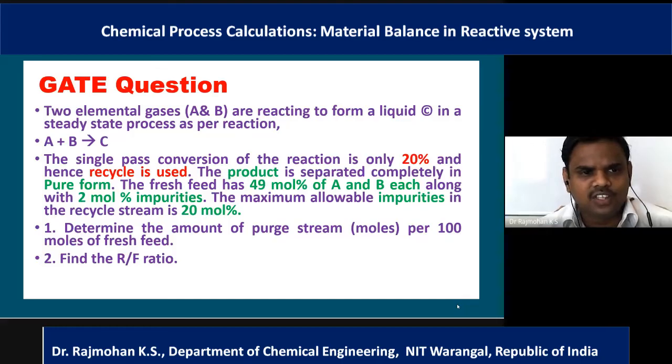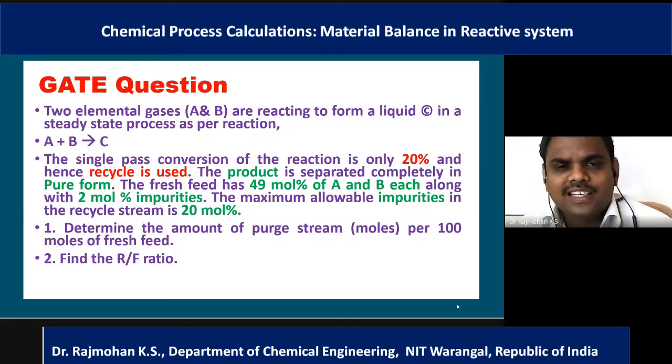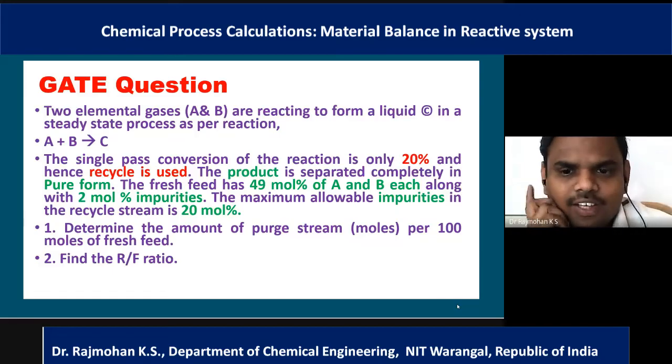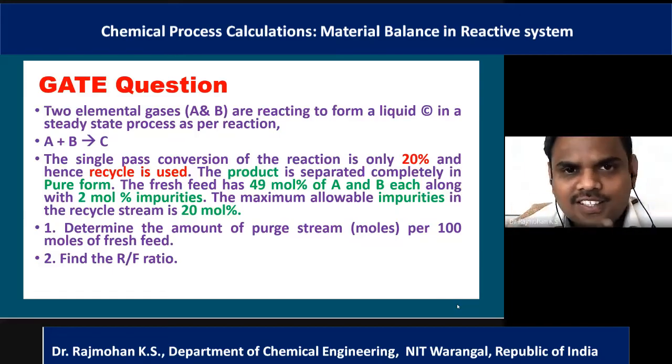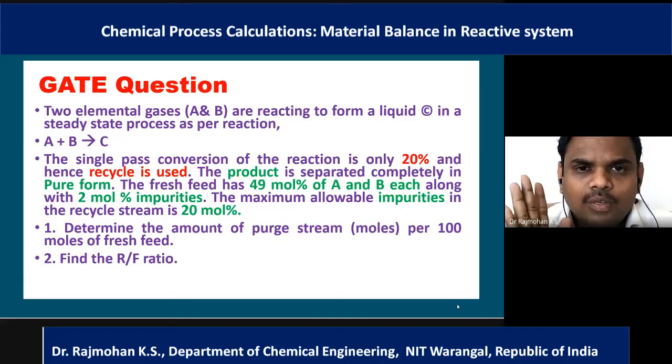There are two questions. Just go through the question yourself. Two elemental gases A and B are reacting to form a liquid C in a steady state process as per the reaction A plus B gives C. The single pass conversion of the reaction is only 20%, and hence recycle is used. The product is separated completely in pure form. Here we have to note another point: pure C is leaving as the net product.